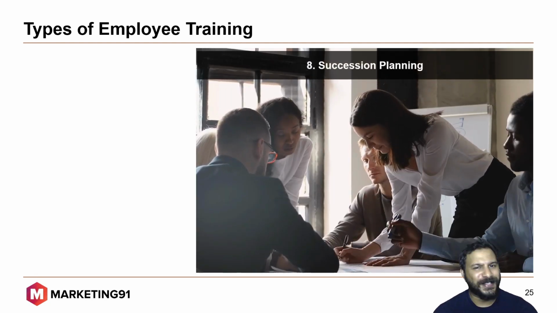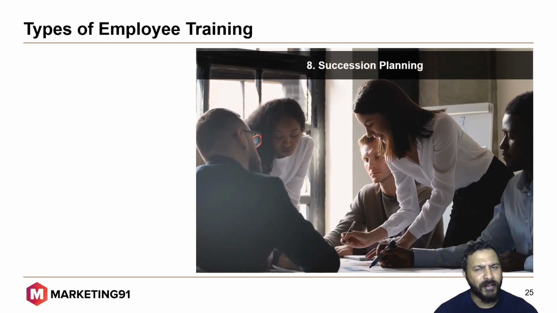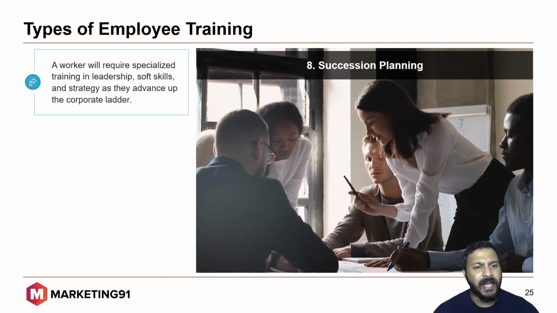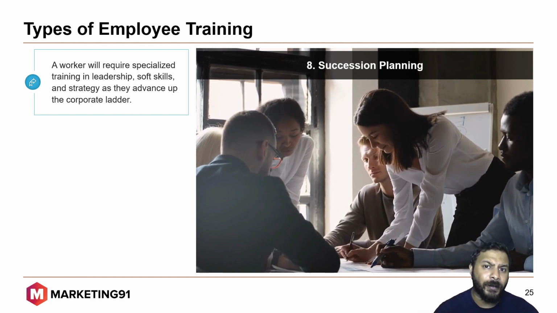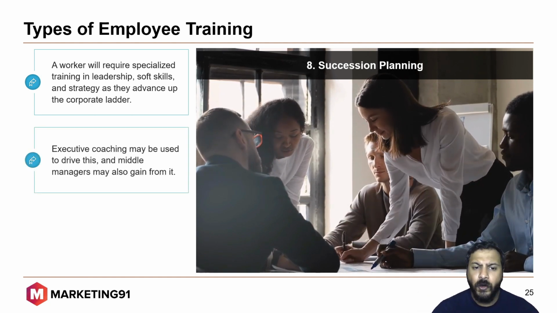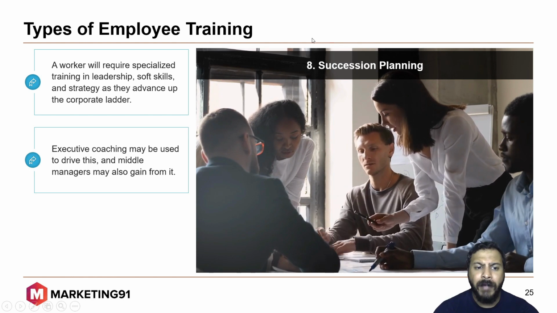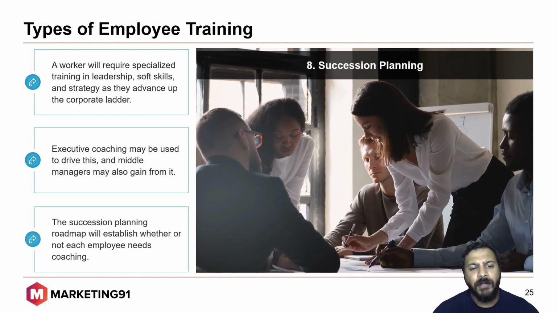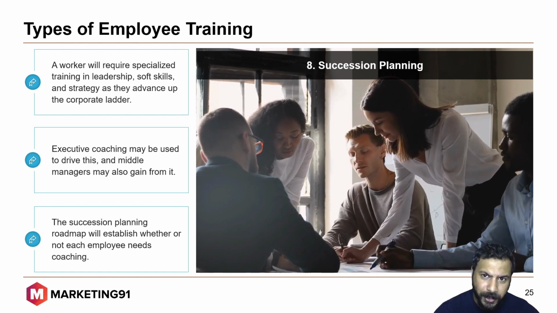At number 8 is succession planning. We have discussed this in one of our videos. A worker will require specialized training, leadership, soft skills, and strategy as they advance up the corporate ladder. Executive coaching may be used to drive this, and middle managers may also gain from it. The succession planning roadmap will establish whether or not each employee needs coaching.